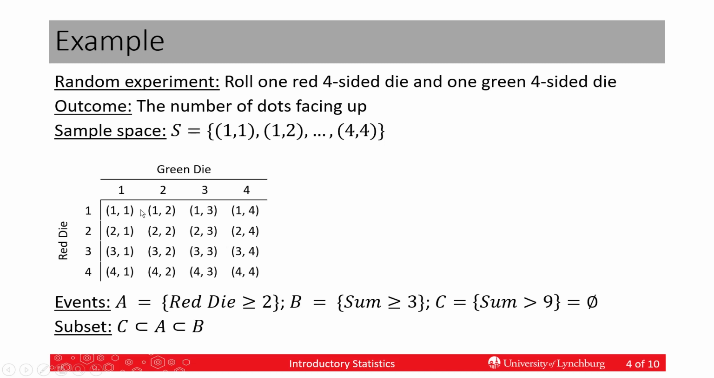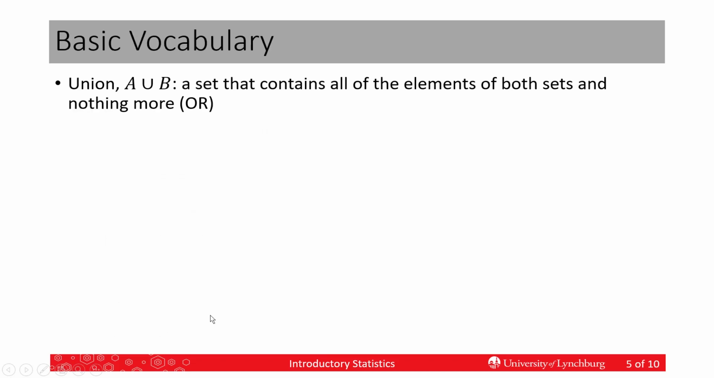And so here is 2. So the only combination that doesn't have a sum of at least 2 is the 1, 1. So every other thing in here is in B, sum of 3. And greater than or equal to 2 for a red die is going to be the last 3 rows. So A is contained in B, and C is a subset of all sets. So C is contained in A, which is contained in B.